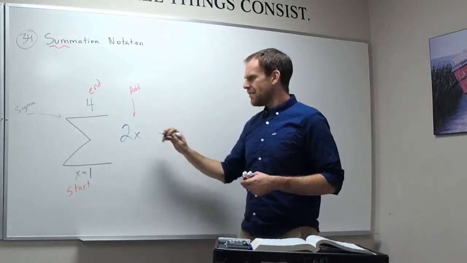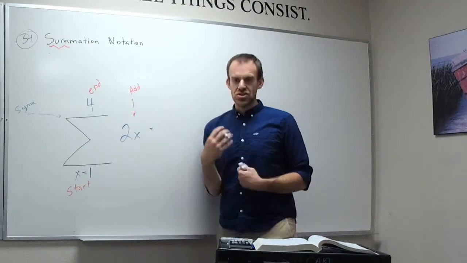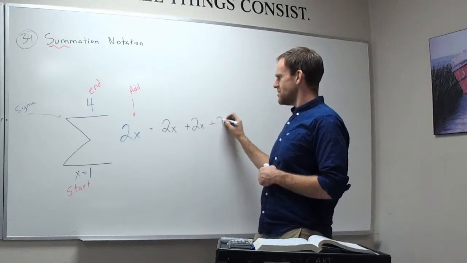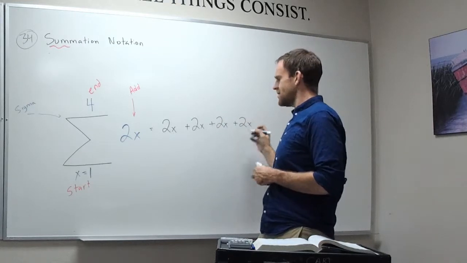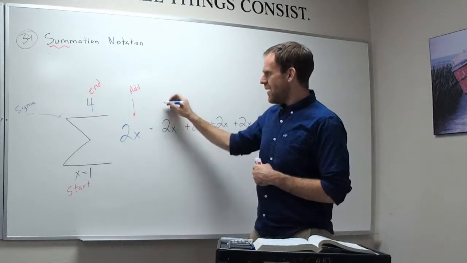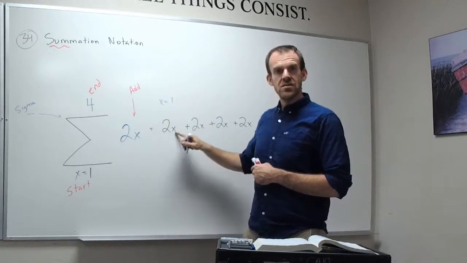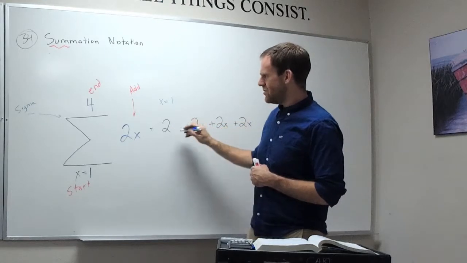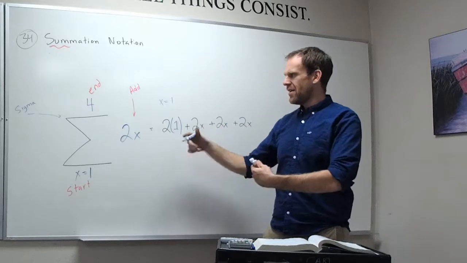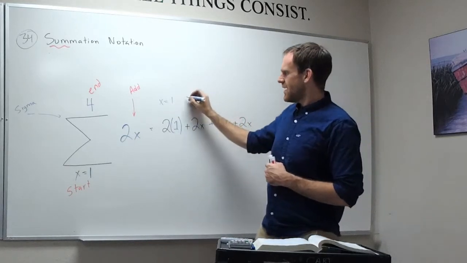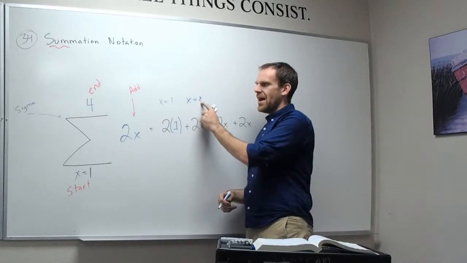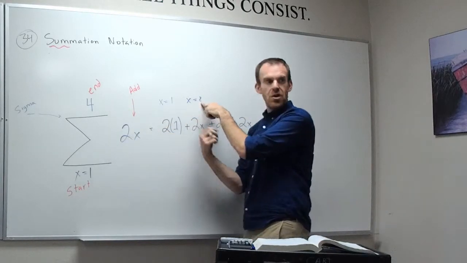In this case, I'm going to add 2x each time. But instead of writing 2x plus 2x plus 2x plus 2x, I'm going to plug in the value for x. The first time, x equals 1. So instead of 2x, I plug in 2 times 1. The next time around, I'm going to add 1 and get x equals 2. This is my second time. I haven't reached my ending number, so I'm going to keep going.